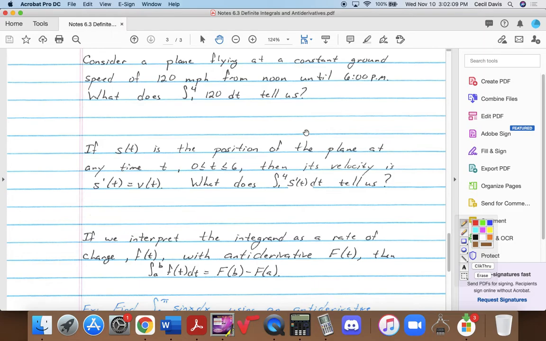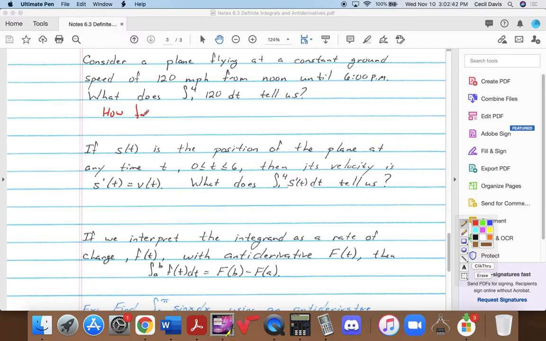Consider a plane flying at a constant ground speed of 120 miles per hour from noon until 6 p.m. What does the integral from 1 to 4 of 120 dt tell us? How far the plane travels? Uh-huh, give me more. Well, from noon to 6. No, look again, be careful.